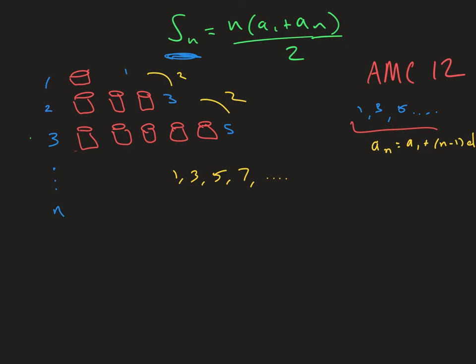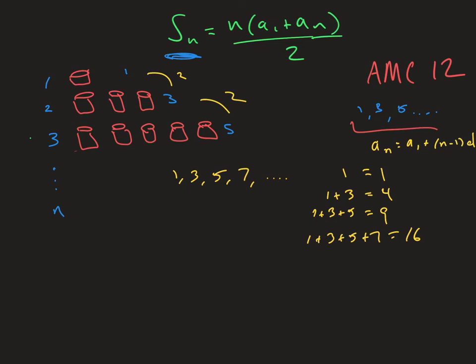Yeah, it does. Because let's take a look at it. Let's add 1. Well, we get 1. Is that 1 squared? Yep. What's 1 plus 3? 4. Is that 2 squared because we have 2 terms? Yep. What's 1 plus 3 plus 5? 9. Is that 3 squared? Yup. What's 1 plus 3 plus 5 plus 7? 16. Well, that's 4 squared.